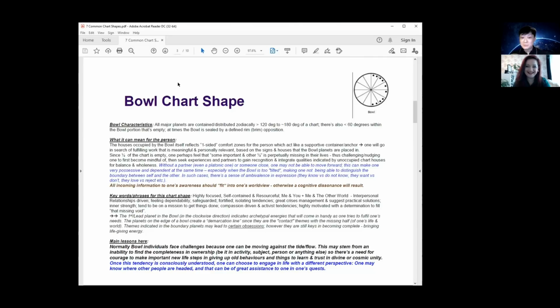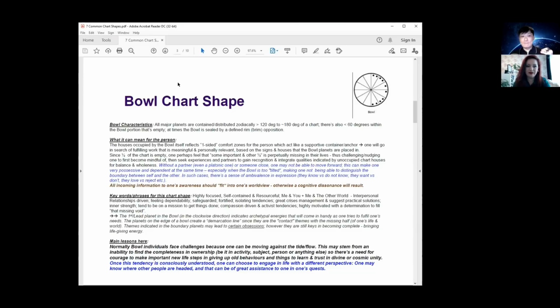If someone has a bowl chart shape, since all the planets are located within 180 degrees of a chart, this means that the other half is empty. And what happens is that the person with a bowl chart shape will find that the other half of my life is missing. And he or she will actually reach out, be it via attracting a person or circumstance or a situation, in order to connect with what's missing out there.